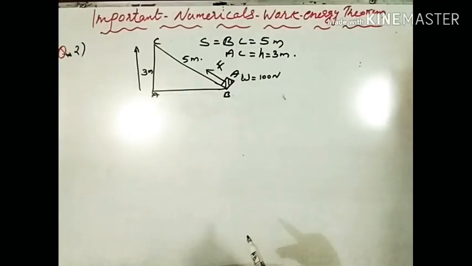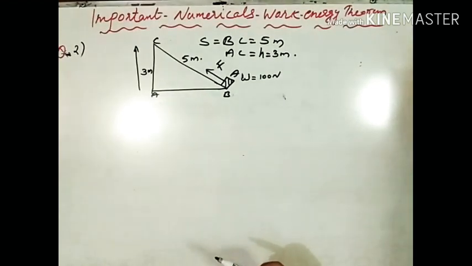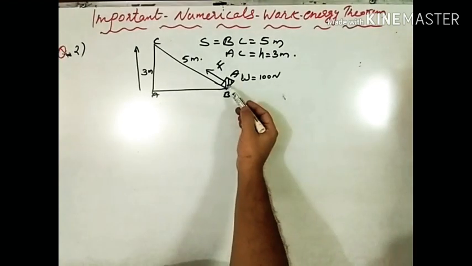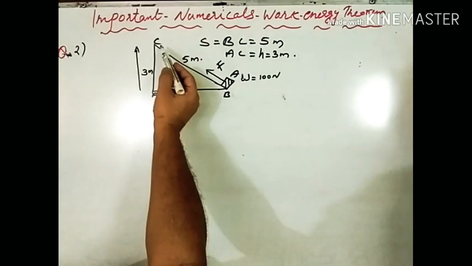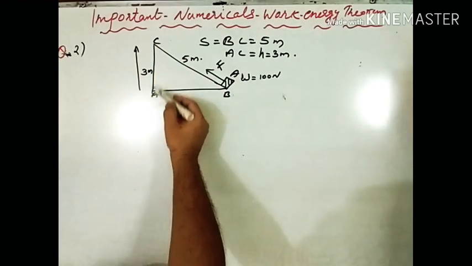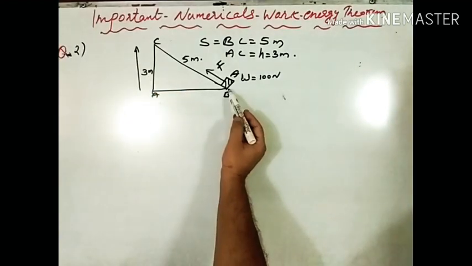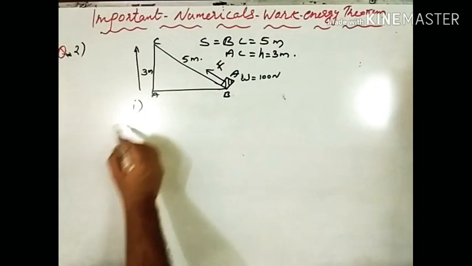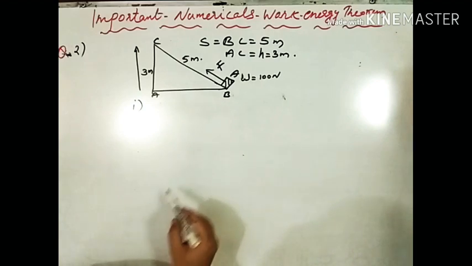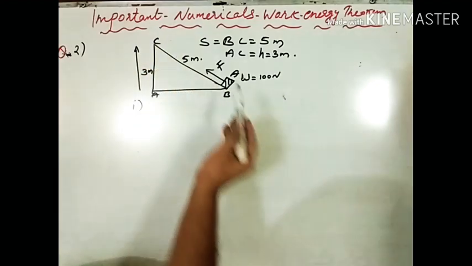Let's solve it. As you can see, the diagram is drawn on the whiteboard, which is given along with the question. A block A weighing 100 Newton is being pulled up along the slope through a distance of 5 meter, and the height of the slope is 3 meter. It's an inclined plane, of course, whose height is 3 meter and length is 5 meter. So first we have to calculate what is the work done in pulling this weight along the slope up through a distance of 5 meter.